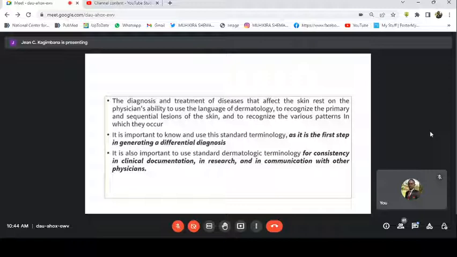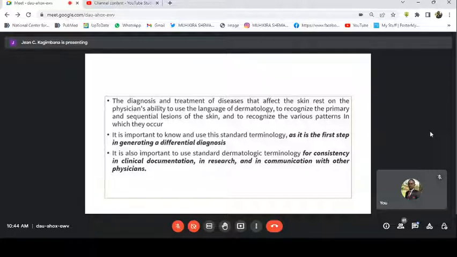Okay? It's important to know and understand terminology as it's the first step in generating a differential diagnosis. Because some skin conditions, lesions, are similar, almost similar, that's why a good description and use of correct terminology is very, very crucial.